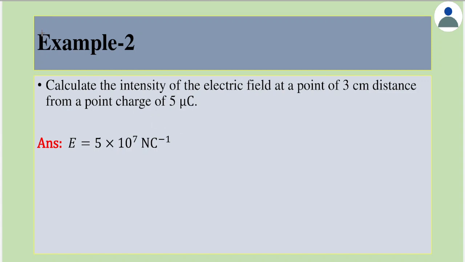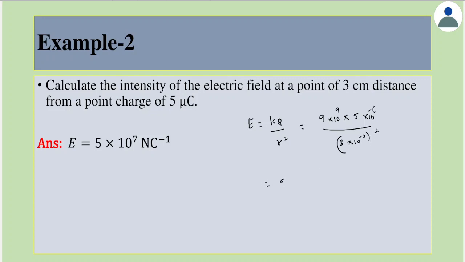Example 2 says, calculate the intensity, which means only its magnitude, of the electric field at a point 3 centimeter distance from a point charge of 5 microcoulomb. This is straightforward. Electric field is given as K Q by R square. K is 9 into 10 power 9. Q here is 5 microcoulomb, it is 5 into 10 power minus 6, by 3 centimeter, which should be 3 into 10 power minus 2 the whole square.